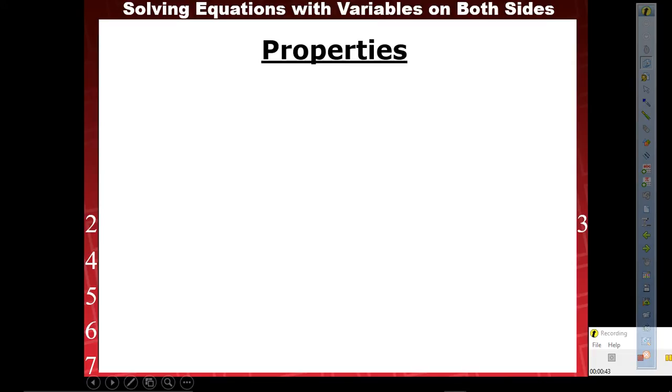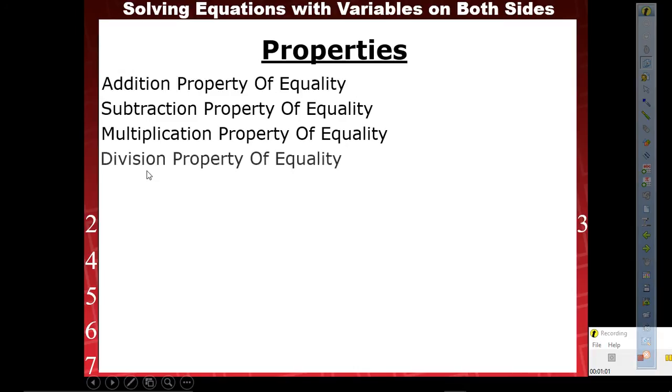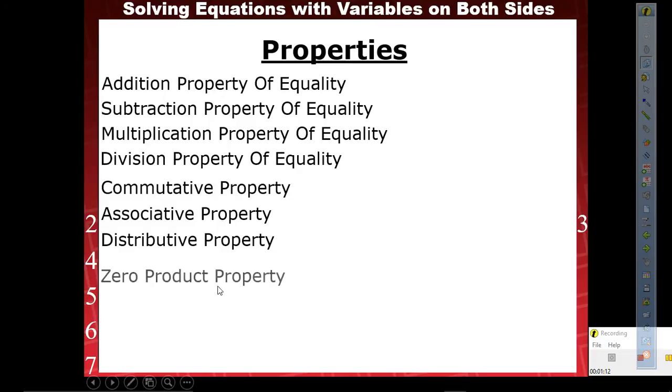And just to recap on the properties we've seen so far throughout the year, we've seen all the equality properties from addition all the way to division. We've seen commutative and associative property when we combine like terms, remember that? We've introduced distributive property again. We've also seen zero product property, when we multiply times 0, it's always 0. We've also seen all the exponent properties from the multiplication to division.